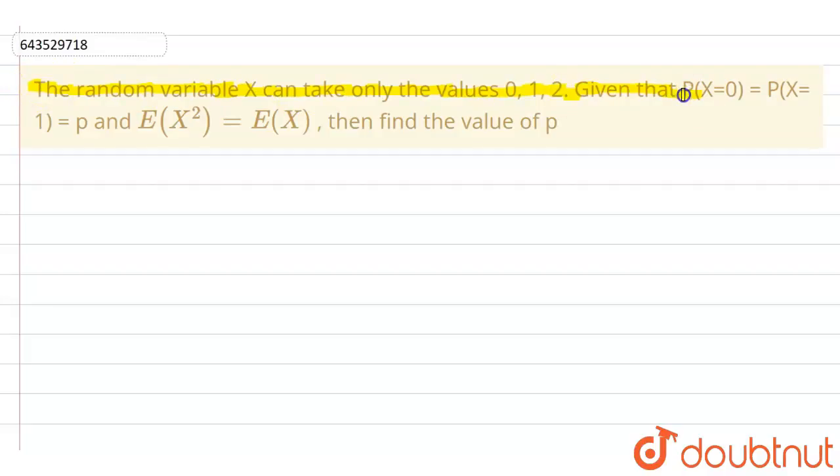Hello everyone, the question is: the random variable x can take only the values 0, 1, 2. Given that probability at x equals 0 is equal to probability at x equals 1, equal to p, and E of x square is equal to E of x.